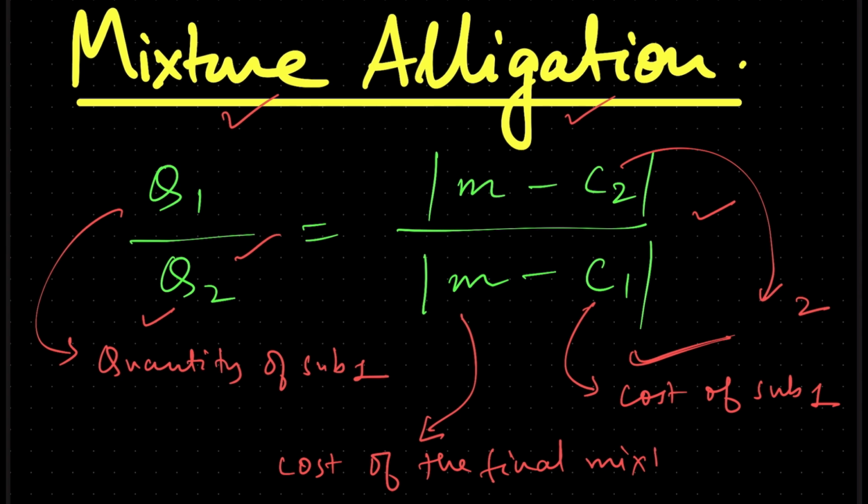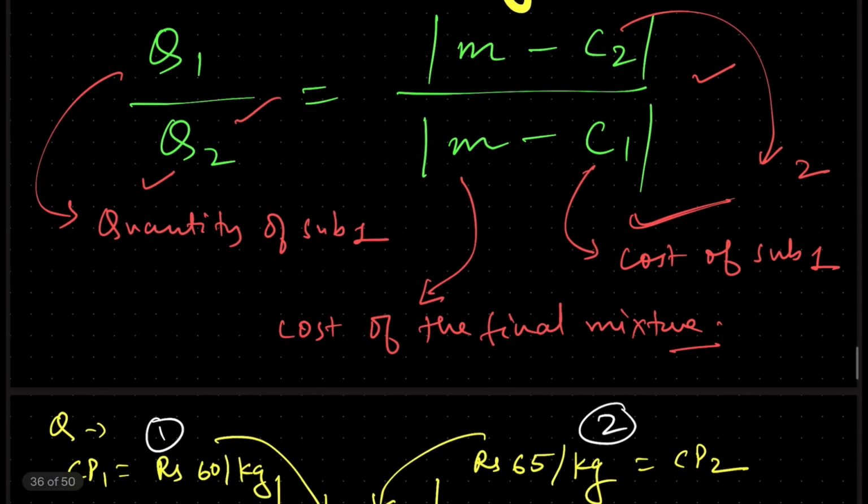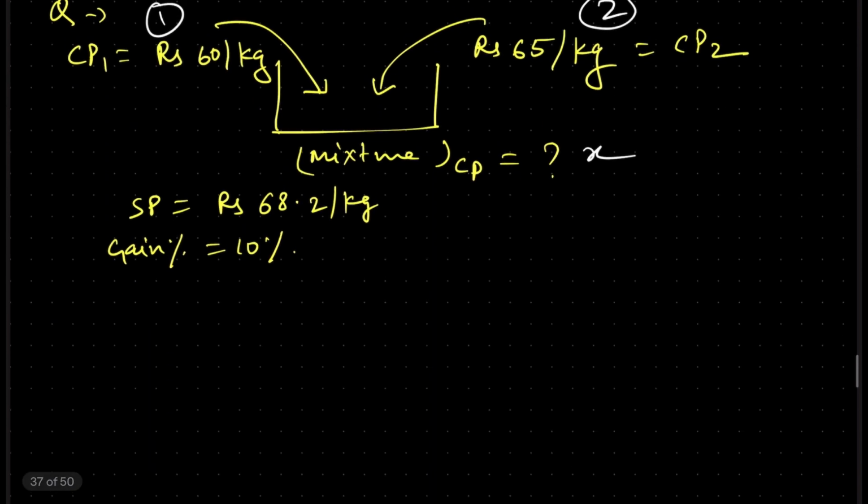So we will see how we will be using this formula. So we will solve the question both by the formula as well as by a basic method. So let's see a problem. So you can see the problem. A first substance is mixed to the second substance. So the cost price of the first substance is given as 60 per kg and the cost price of second substance is given 65 per kg.